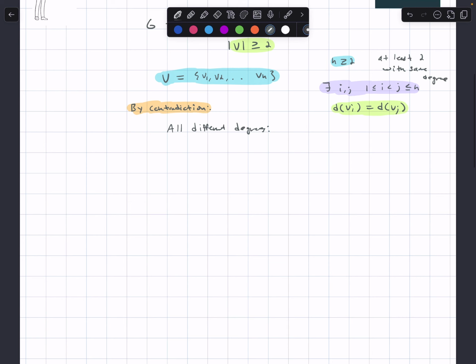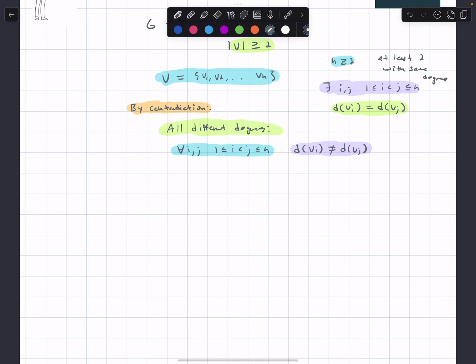If we were to symbolize this, this would be for all i, j with 1 less than or equal to i less than j less than or equal to n, the degree of vi is not equal to the degree of vj. So they have different numbers of connections, of vertices that they're adjacent to. They have different numbers of neighbors. Trying to use the proper terminology here that you'll probably find in the textbook.